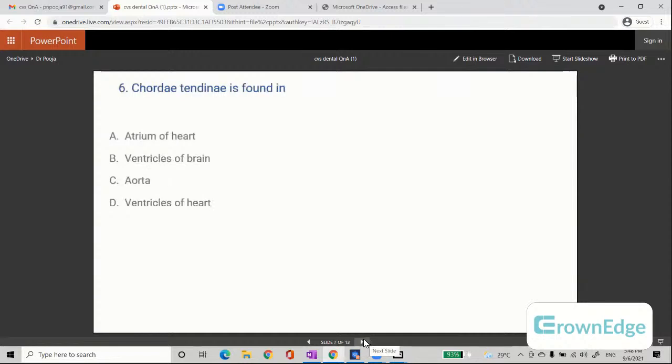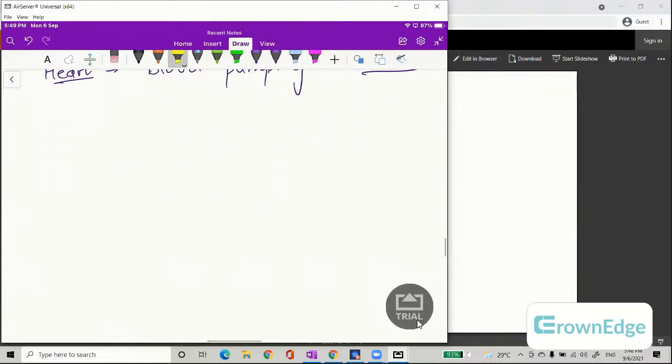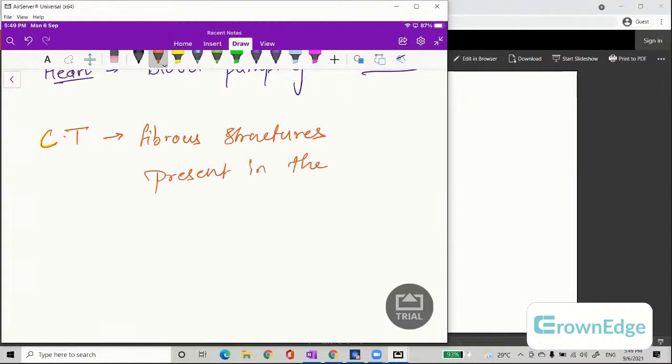Chordae tendineae is found in. So what do you mean by chordae tendineae? Remember, I'll just write CNT. Chordae tendineae are the fibrous structures present in the ventricles of the heart.